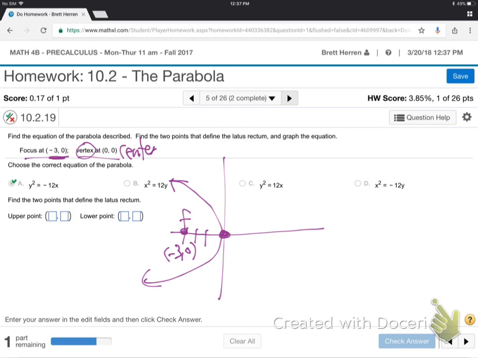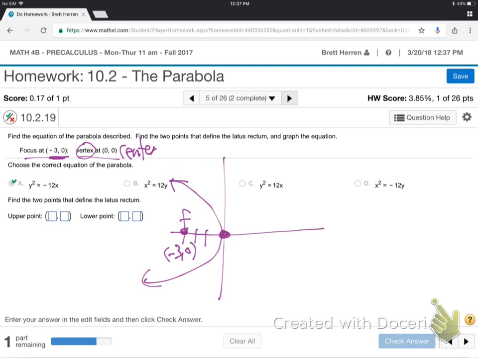How do I know? Because the focus is always inside the satellite dish. Does that make sense? The center's at 0, 0. The focus is here. So it must be going left, because the focus is always inside the satellite dish. That's where you put the receiver on a satellite dish. Okay, so it's going to the left.